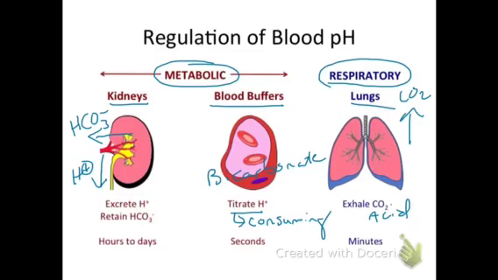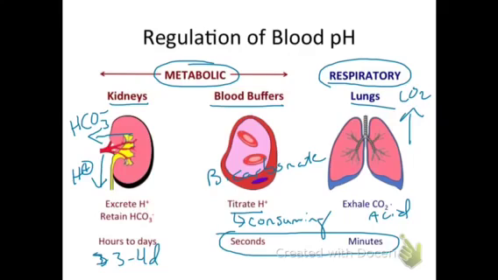The blood buffers and the lungs respond rapidly to changes in blood pH, but the kidneys might take up to 3 to 4 days to respond to the changes in the blood pH and have an effect on it.